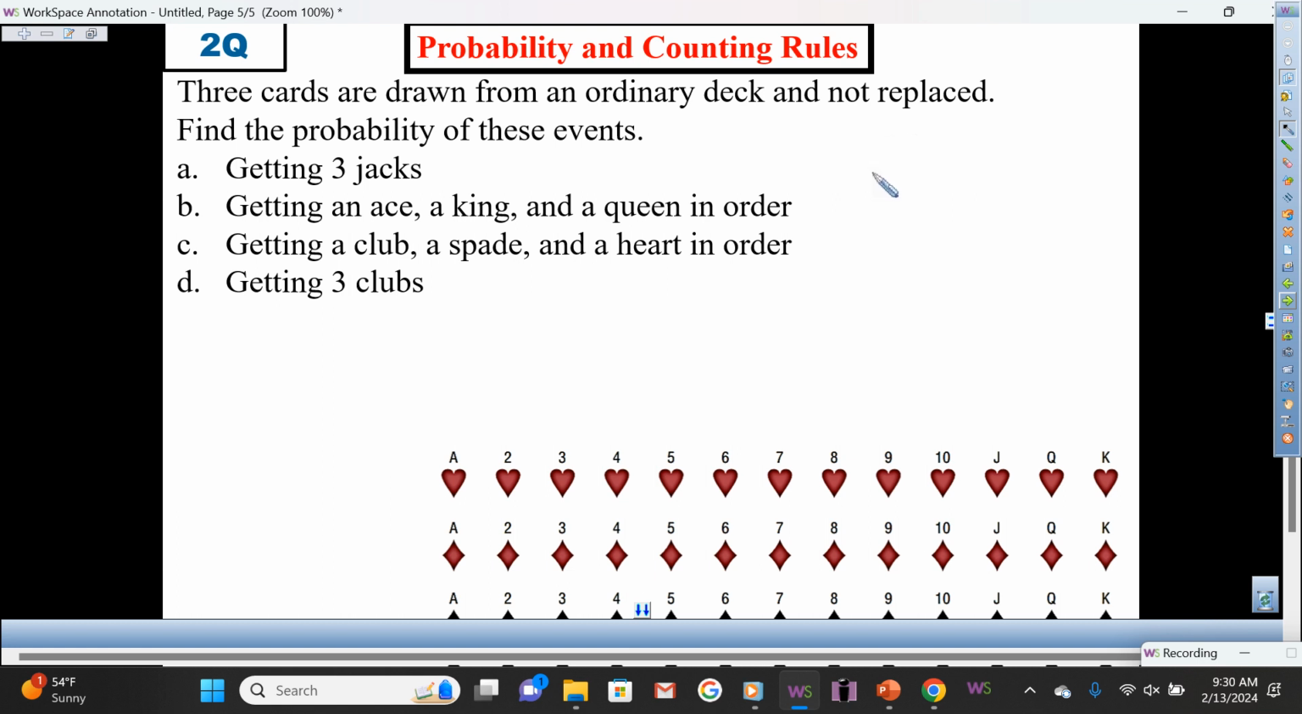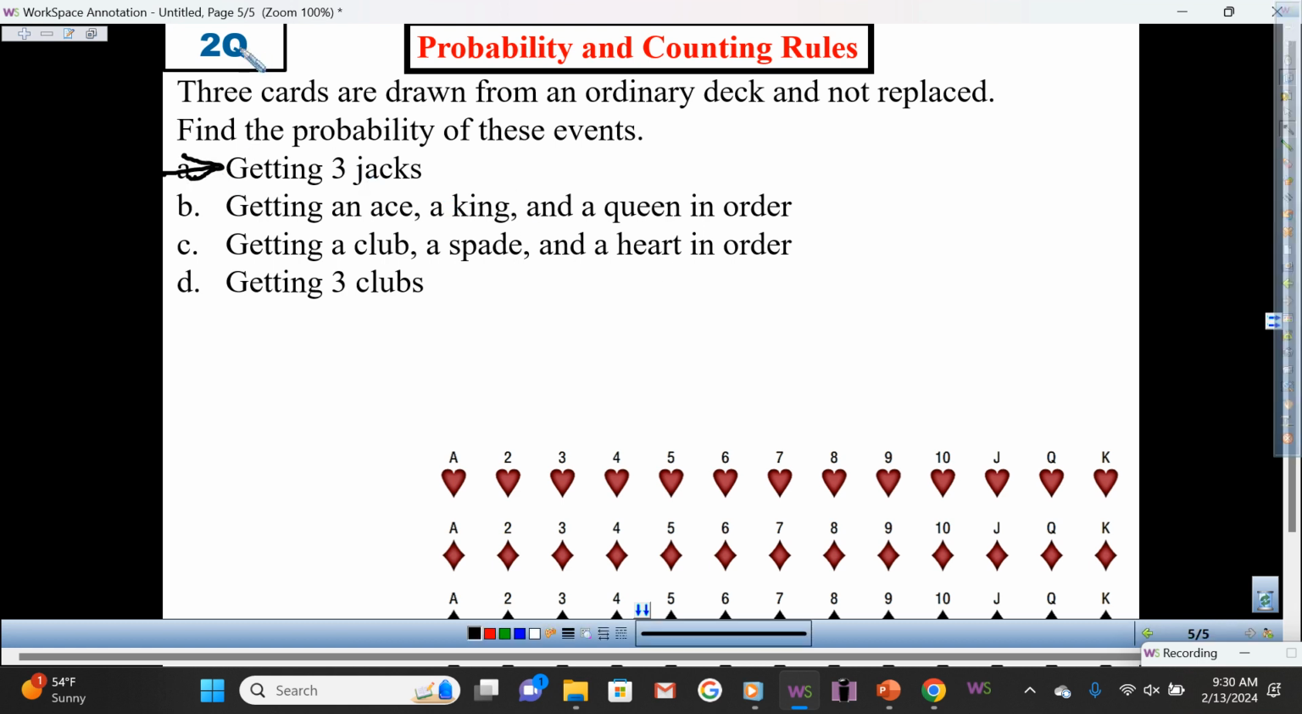Yeah, they were replaced on the last one. They were put back. On this one, they're not put back. So when you take something out, that's going to create something different. That's why it's dependent on what you do before. So let's start with getting jacks. Ready? Let's do A together.